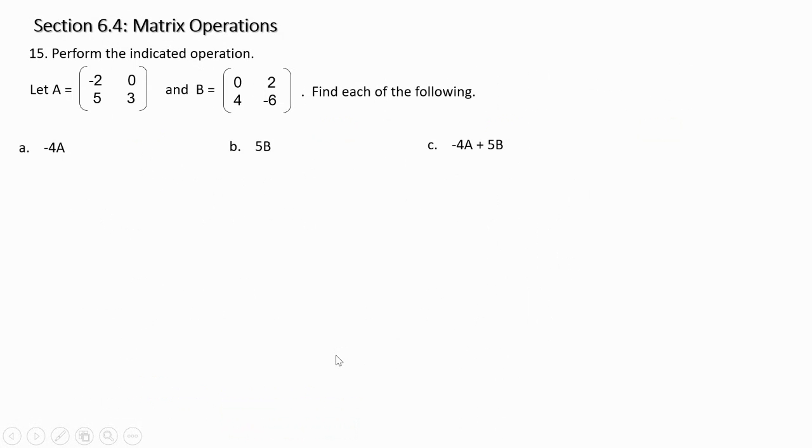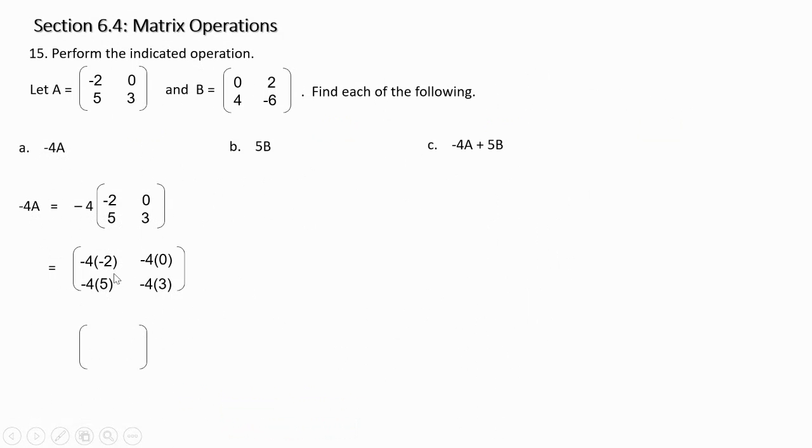Okay, now matrix operation, right? So now we're going to multiply. I know this is a scalar. A scalar means that there's a coefficient in front of the matrix. So for example, negative 4a, we're going to multiply negative 4 times every element in A. So it's going to be negative 4 times negative 2, negative 4 times 0, negative 4 times 5, and negative 4 times 3.